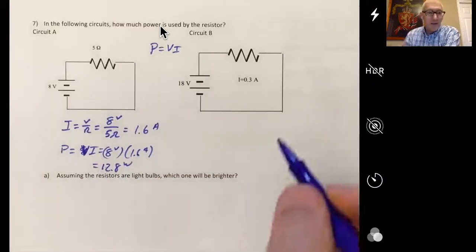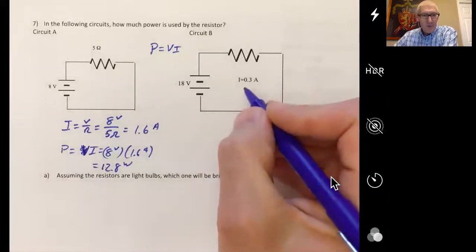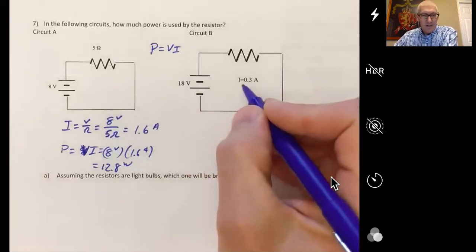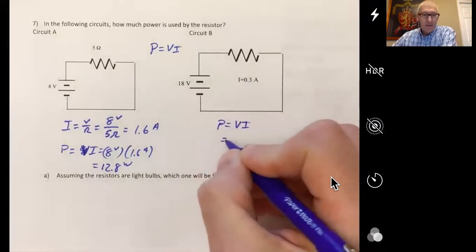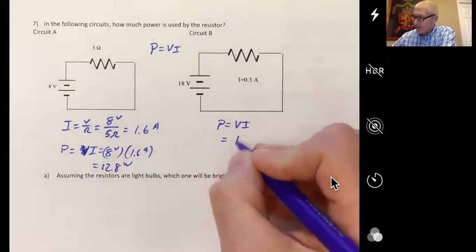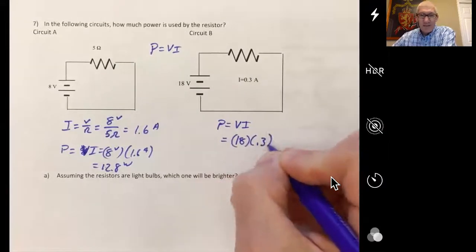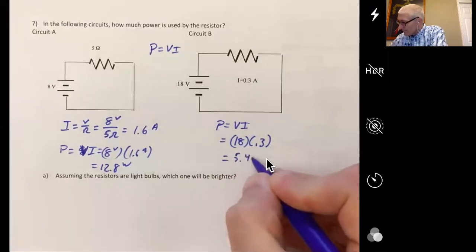Yep, and then we get to the other one. And same deal, except this time I already have the voltage and the current. And so if I just want to find power, I can just go straight to it. P equals VI. And I've got a voltage of 18 and a current of 0.3. 18 times 0.3. Throw that in your calculator. And if I'm reading this right, 5.4 watts.